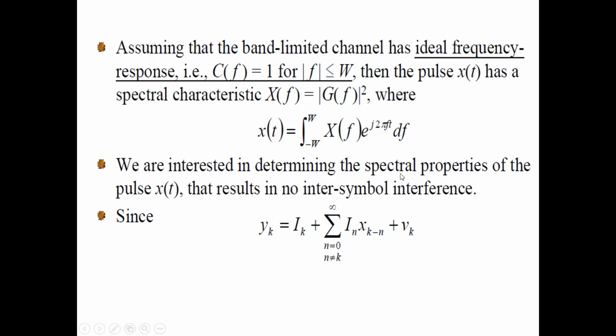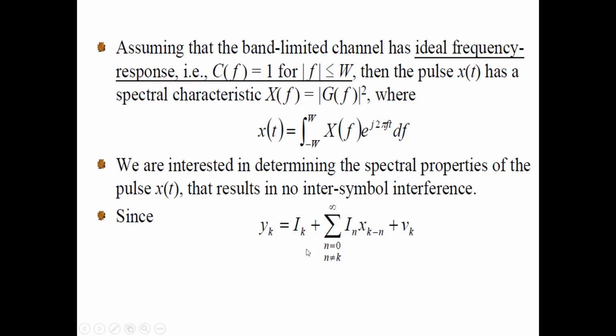We are interested in determining the spectral properties of the pulse. Actually, that's the important point, because we have to make this term 0, we must determine the spectral characteristics of this pulse. As I told you, if you look at communication theory a little more deeply, you will see that the design of the pulse shape is the only design parameter that is in the hands of the designer, which the designer can control. Now we have to look for the spectral properties of the pulse x(t) that results in no intersymbol interference.